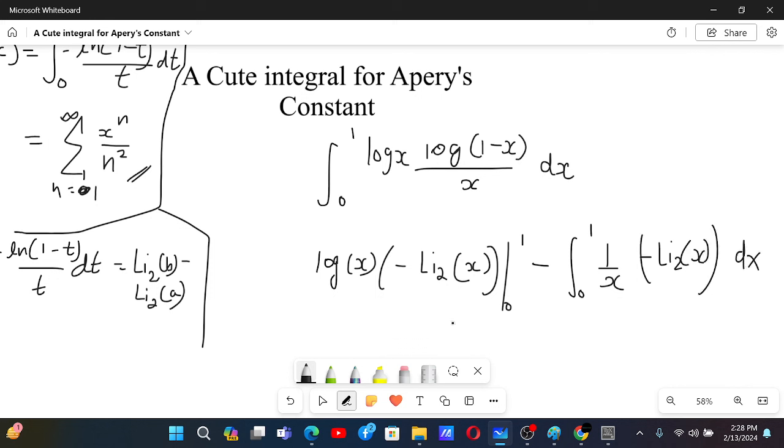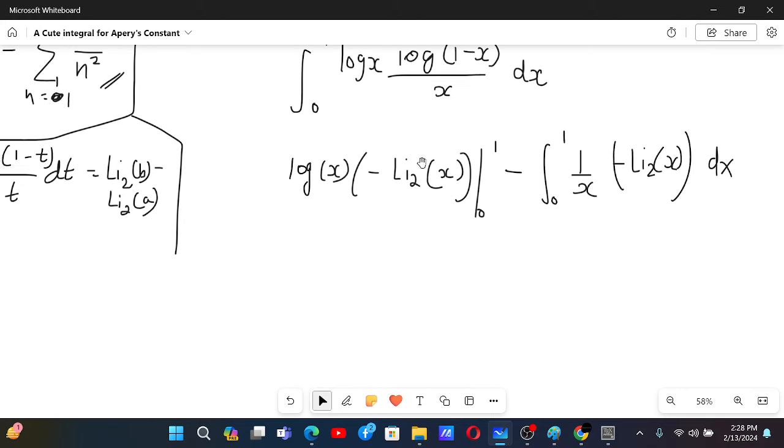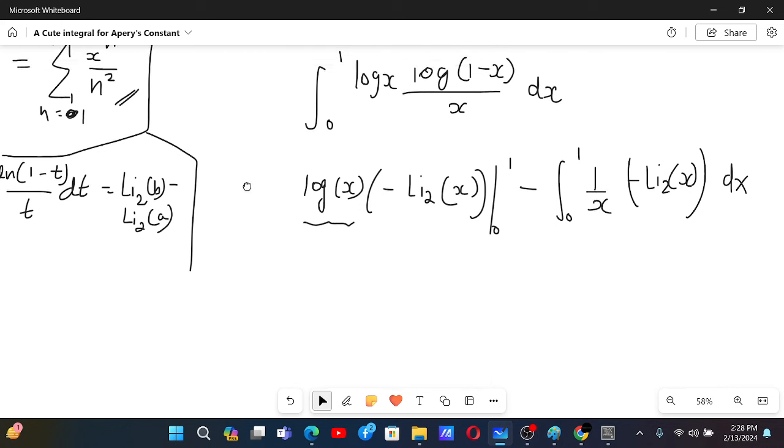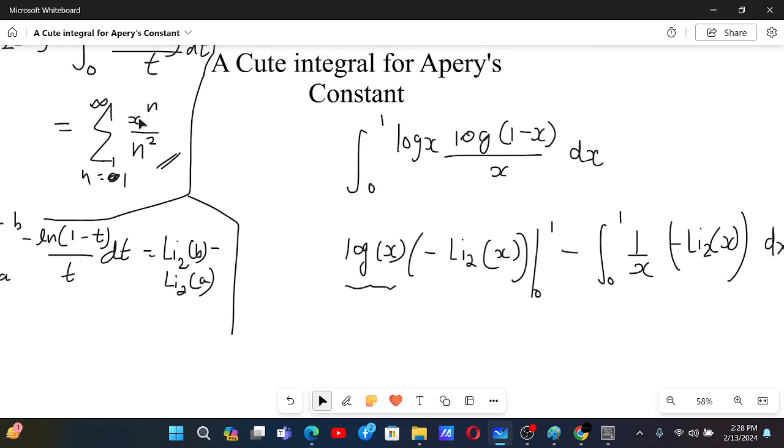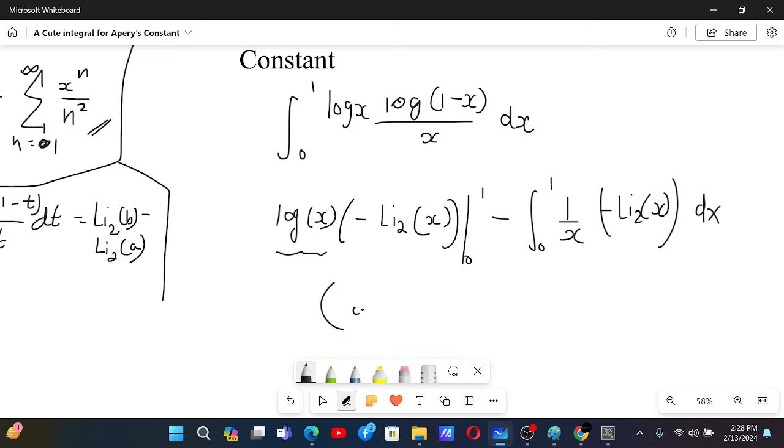Now after this we evaluate this at 1 and 0. At 1, log of 1 will be 0, and at 0, li2 of x will be 0, because we know that from the sum definition if we put x equals 0, the whole sum goes to 0. So that's 0 plus 0, and minus minus will again be plus over here. The integral from 0 to 1 of li2 of x by x dx.